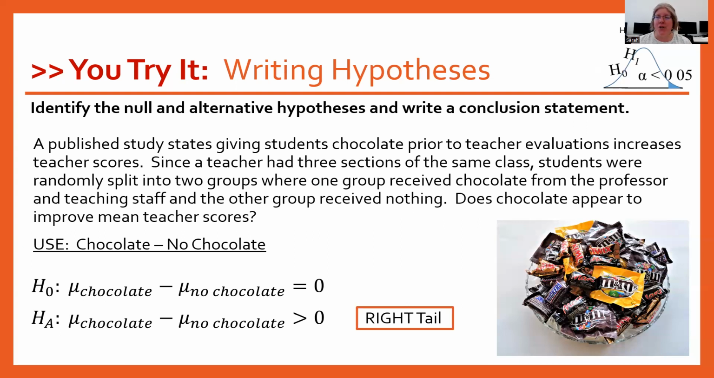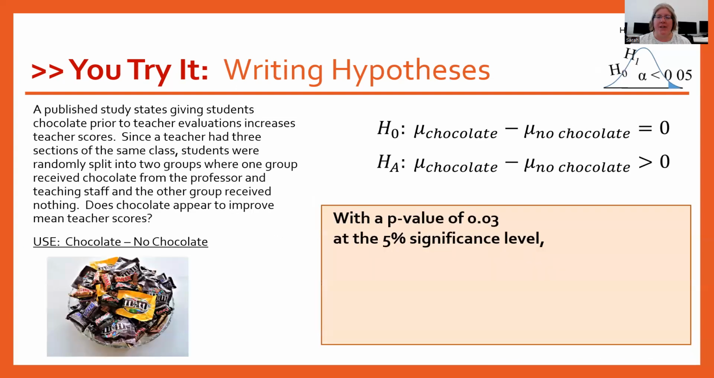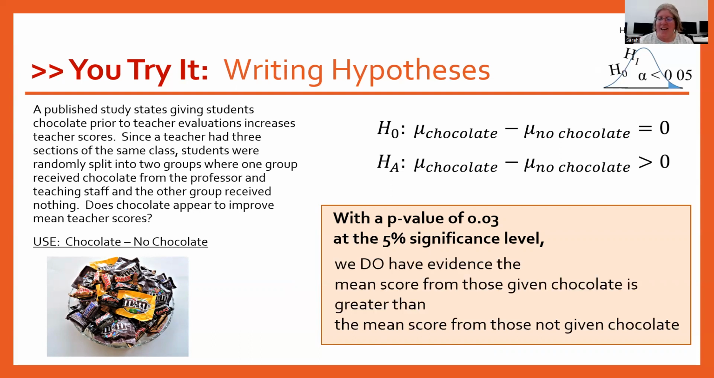All right, so there are 2 hypotheses. You can fill those in on the notes. And then let's write our conclusion statement. So we're given the first 2 lines with a p-value of 0.03 at the 5% significance level. And then we need to add in those last 4 lines. So I see that my p-value here is smaller than my alpha. So we do have evidence that the mean score from those given chocolate is greater than the mean score from those not given chocolate.